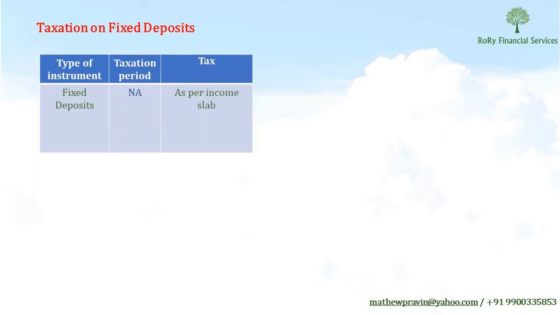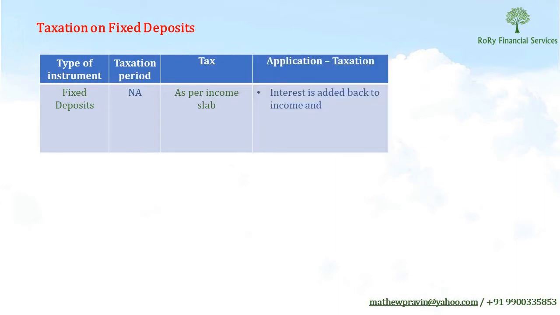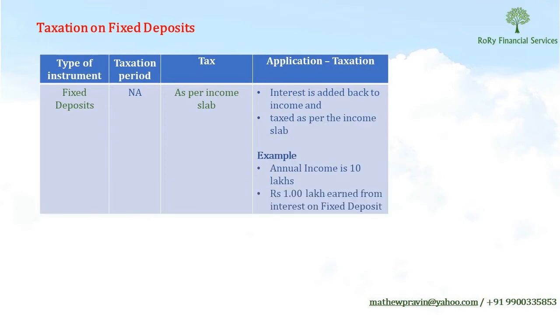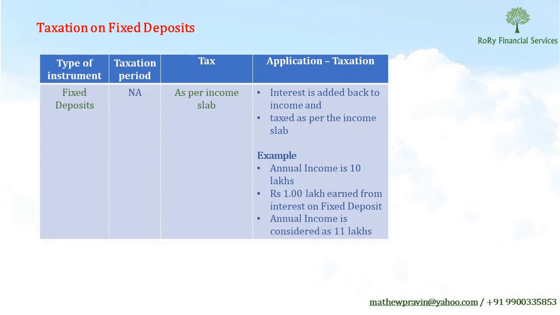So as we know, the tax on fixed deposits is charged as per the income slab that we are at. So interest is added back to the income and then taxed as per that slab. Let's look at this with an example. If our annual income is 10 lakhs and if we earn 1 lakh from interest on fixed deposits, our annual income is considered as 11 lakhs. And so we are taxed at that bracket.